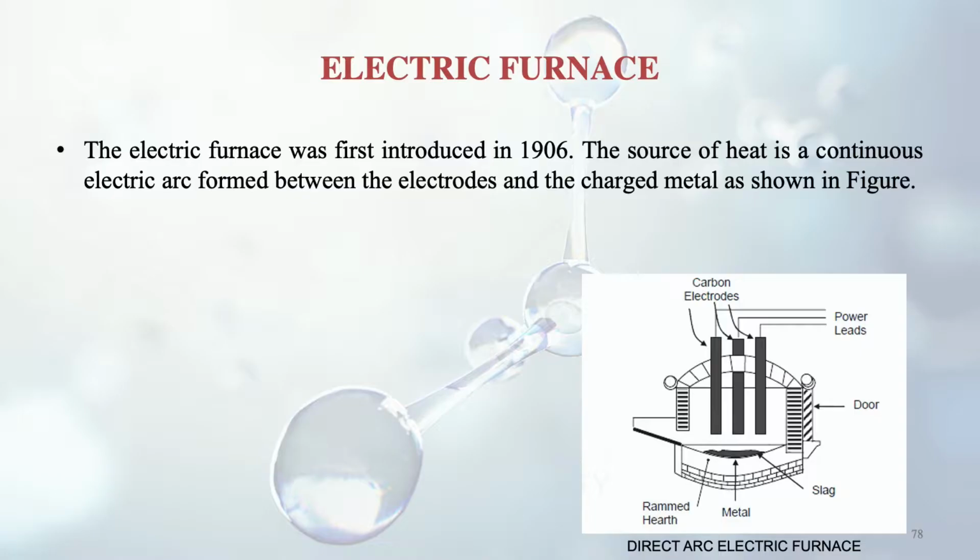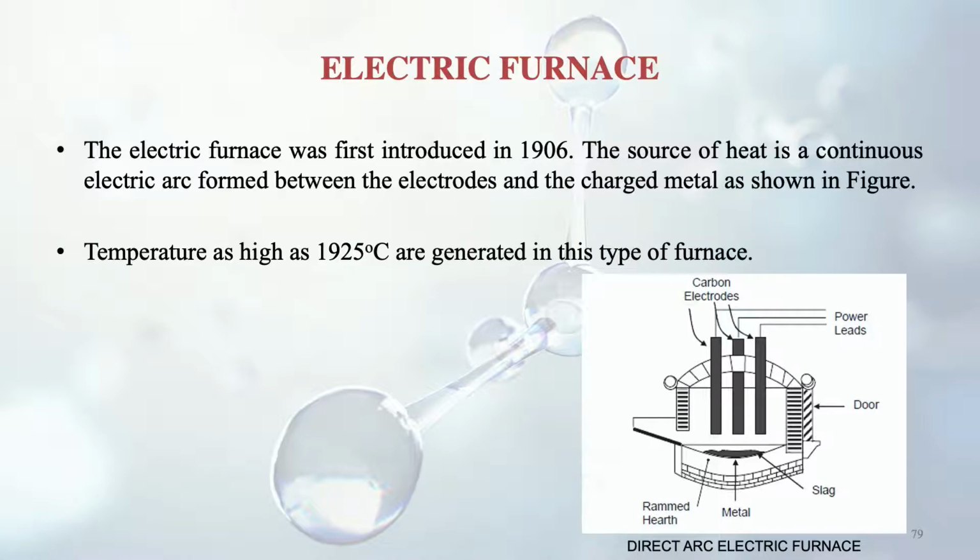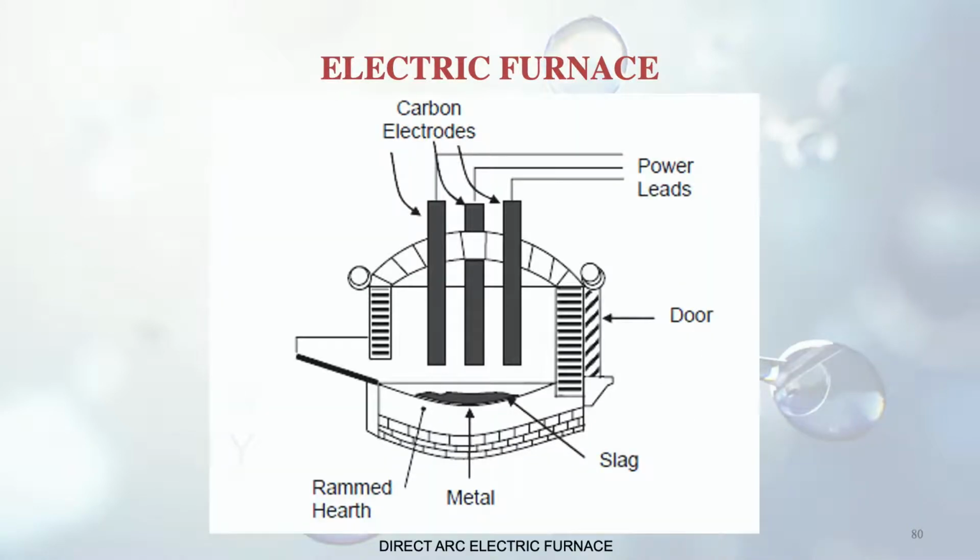So after the open hearth furnace, now we come to the electric furnace. The electric furnace was first introduced in 1906. The source of heat in this case is a continuous electric arc formed between the electrodes and the charged metal, as shown in the figure. So here the figure is given and you can see that temperatures as high as 1925 degrees centigrade are generated in this type of furnace.